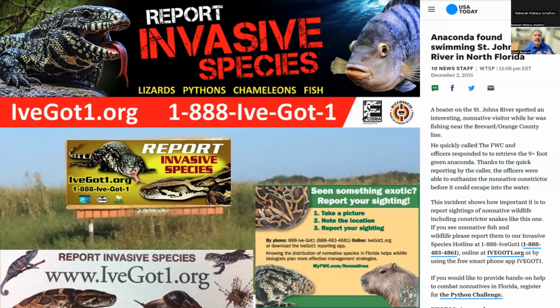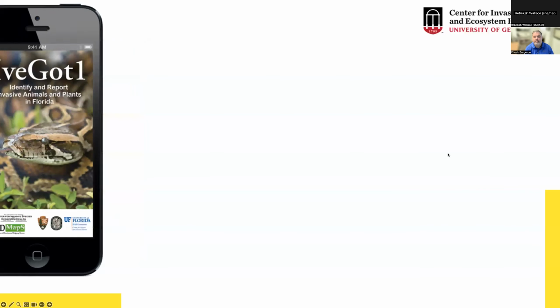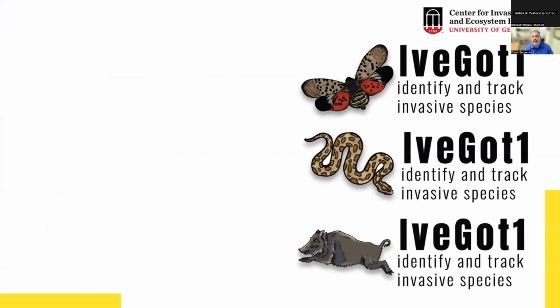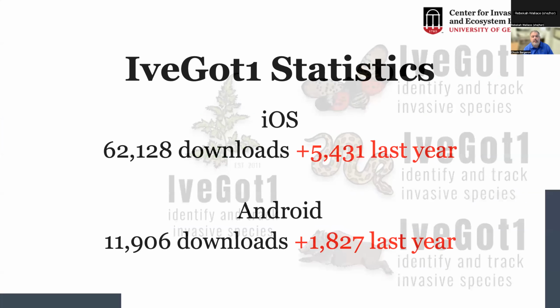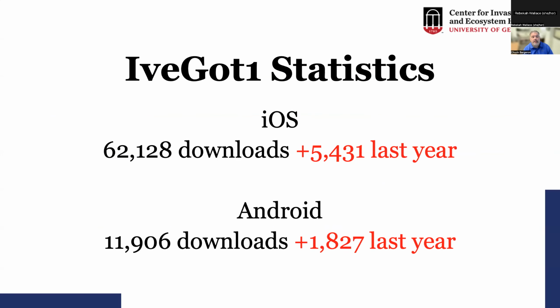So this consistent message, whether it's a bumper sticker or a billboard, is used throughout the state, and it's a great way to make sure the public continues to see it and can remember the I've Got One brand. We've done some rebranding of that recently so it could be used for multiple species. That app has been downloaded close to 75,000 times, combining iOS and Android downloads, and we continue to get downloads each year.